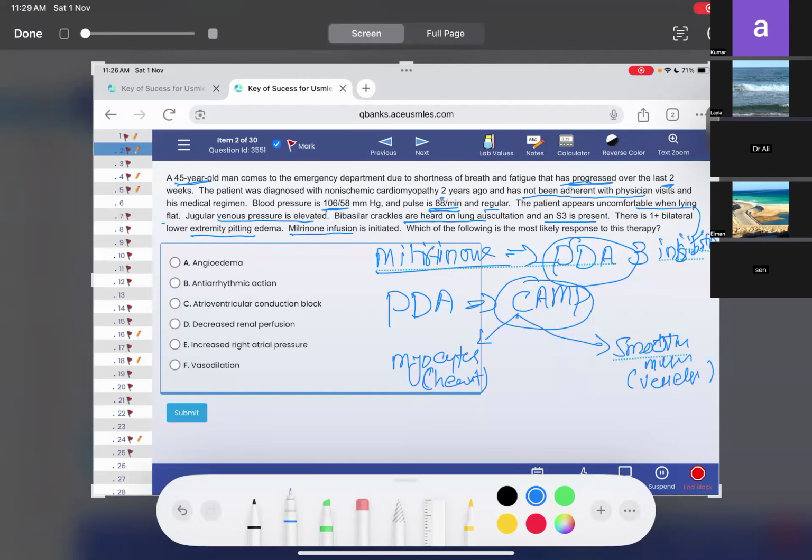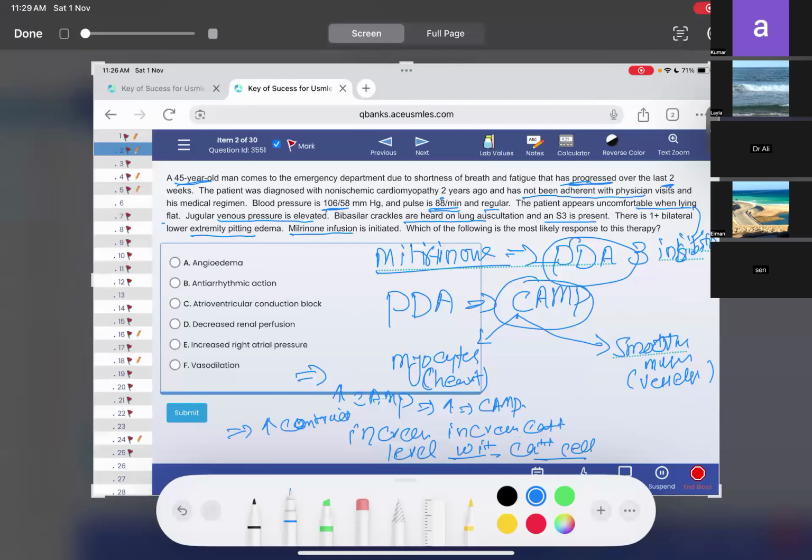So what happened with us? The cyclic AMP level is increased, and due to this increase in cyclic AMP, that will cause an increase in intracellular calcium level, means trapping of the calcium inside the cell, and will lead to increase in contractility.